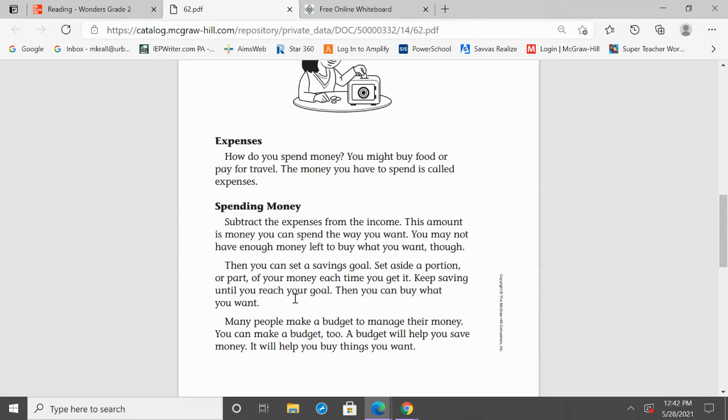Many people make a budget to manage their money. You can make a budget too. A budget will help you save money. It will help you buy the things that you want.